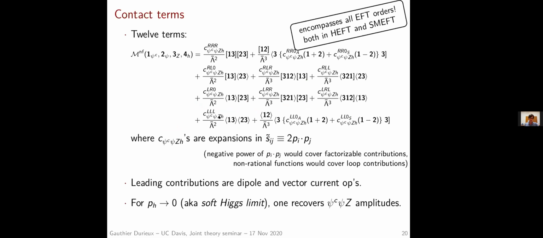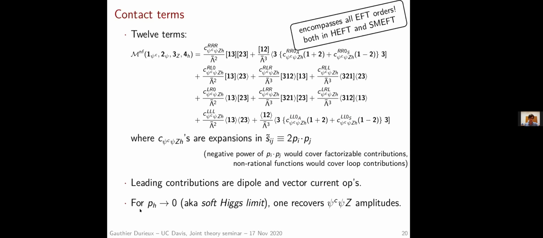Now, unlike in the 3-point case where the Mandelstam invariants were just constant, here those 4-point amplitude coefficients admit an expansion in those Mandelstam invariants. The leading contribution, there are 4 of them, arises at the lambda squared level. They are dipole type contributions, the last and the first one, or vector current contributions.